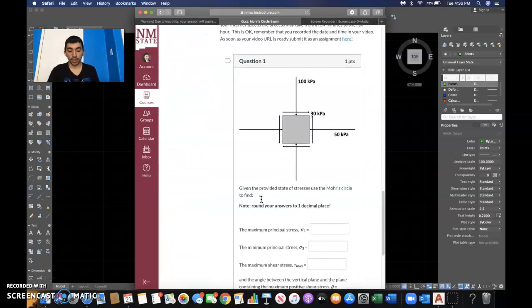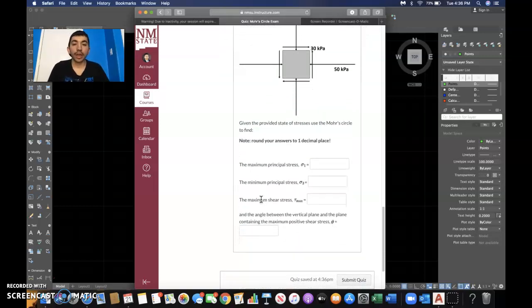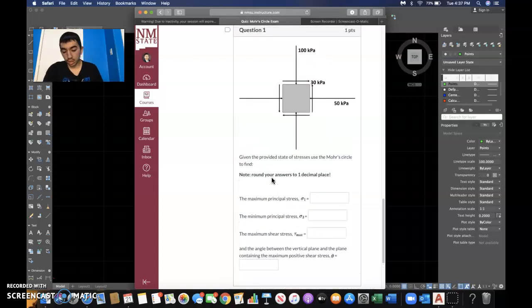Okay, so here we have a question of a stress block, and we have a 100 kilopascal stress in the vertical direction, a 50 kilopascal stress in the horizontal direction, and a shear of 30 kilopascals. And it asks us to find the maximal principal stress, the minimum principal stress, the maximum shear stress, and the angle between the vertical plane and the plane containing the maximum positive shear stress.